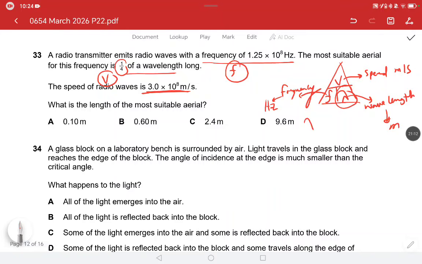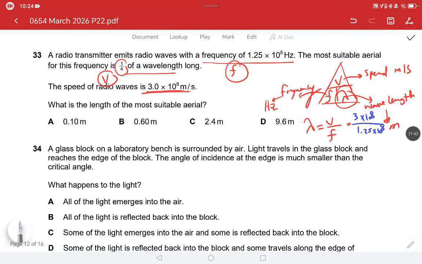So now we know when we draw the triangle that it will be V over F. So draw the triangle, please, to decrease errors. Sometimes you may think it's F over V. So in this case, you can say that V, the speed, is 3 × 10⁸ meters per second, divided by F, the frequency, which is 1.25 × 10⁸.